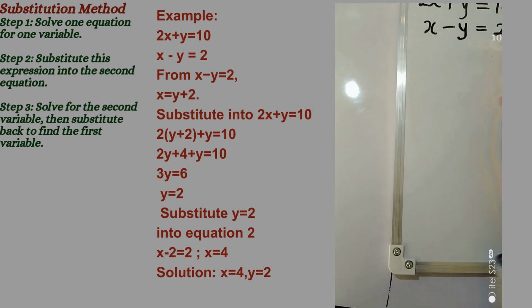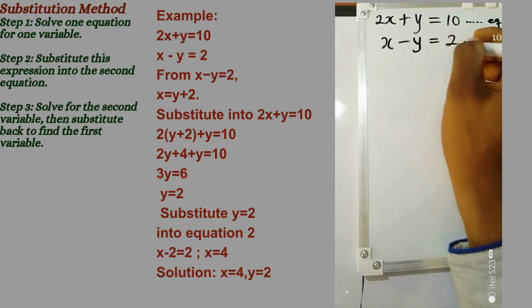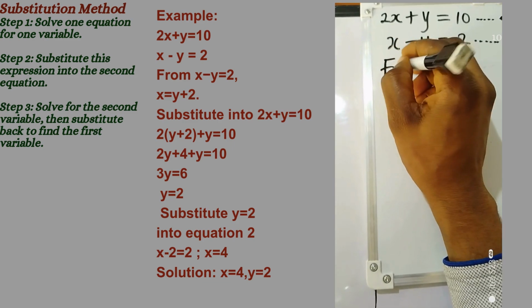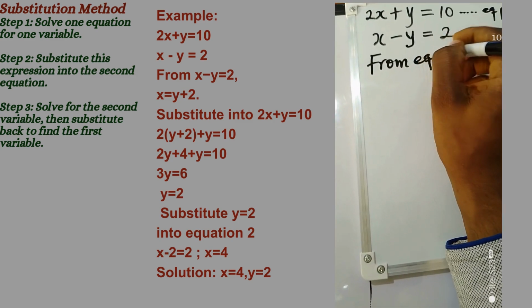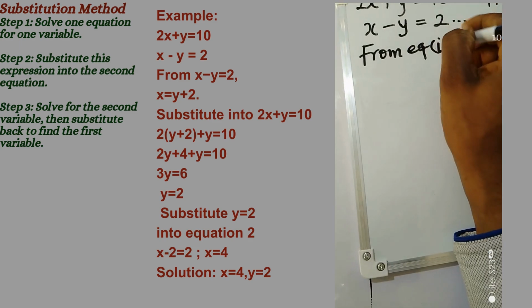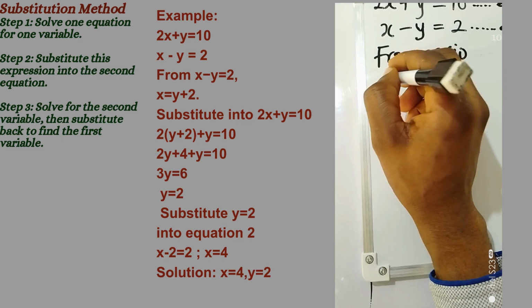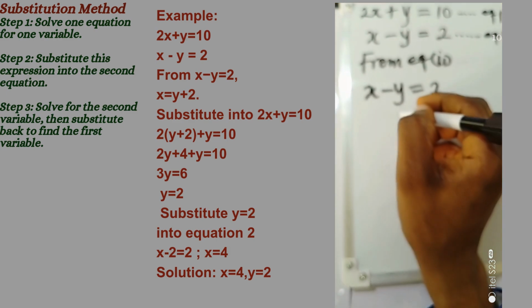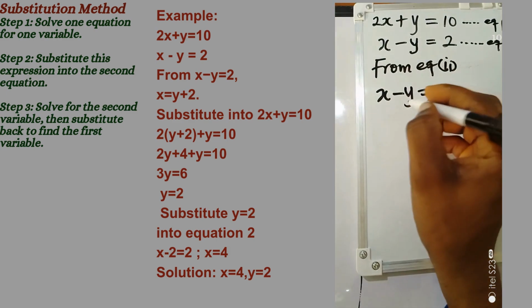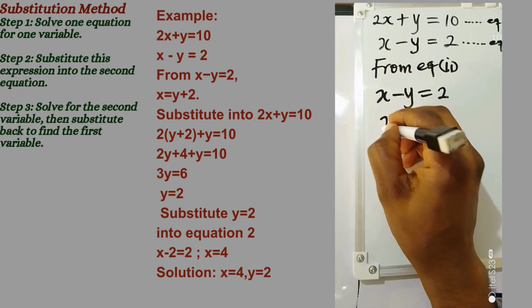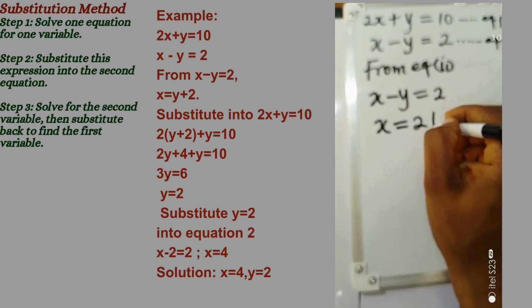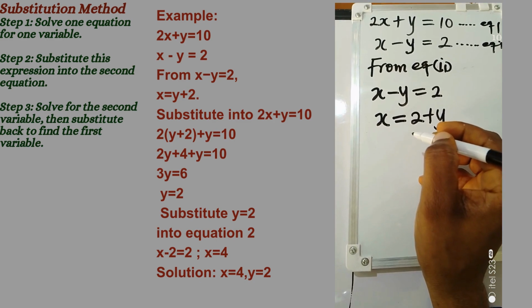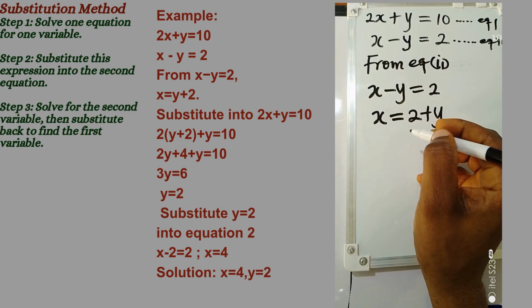So let's do that. I'm picking one of the two equations and I'm picking equation 2, which is x minus y equals to 2. So I'm going to make x the subject here. So making x the subject will give us x equals to 2 plus y. So you can see this, and the second step says substitute this expression into the second equation.